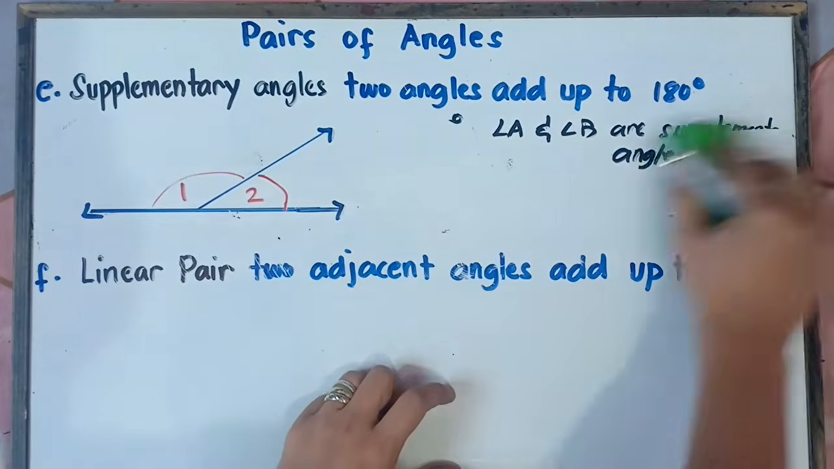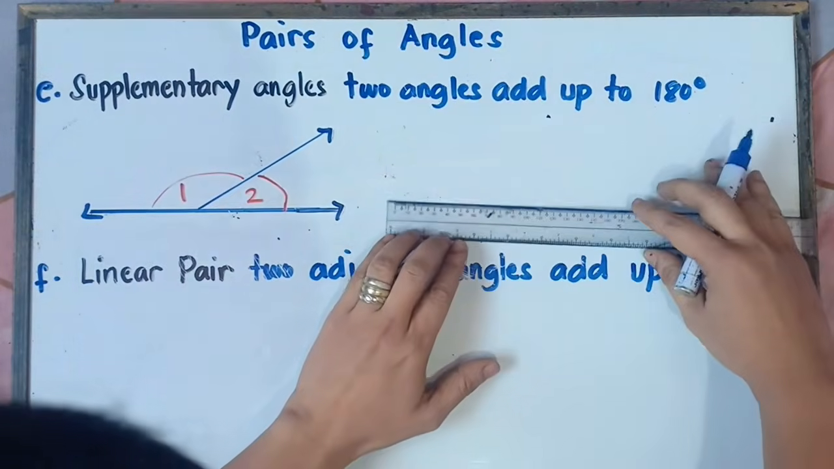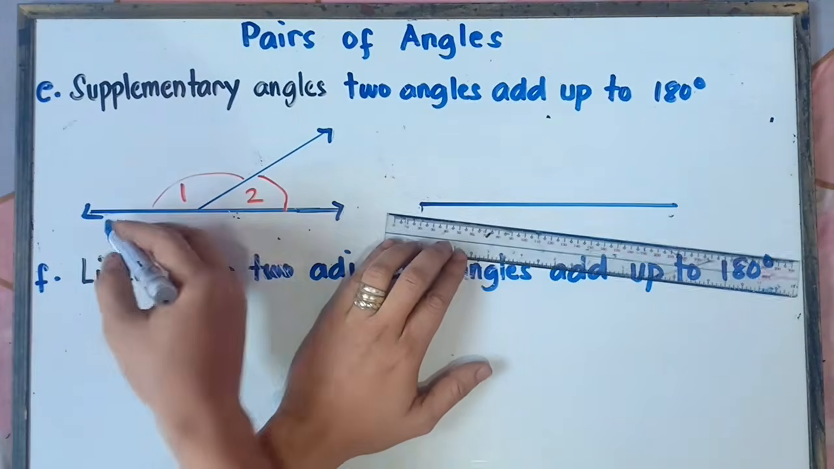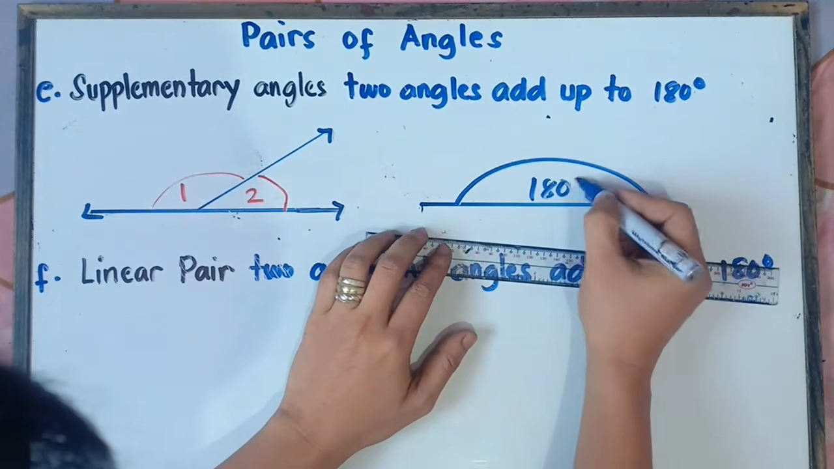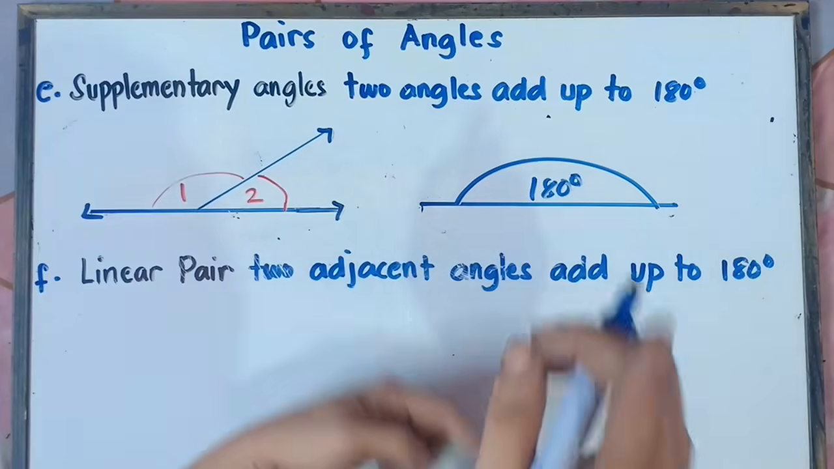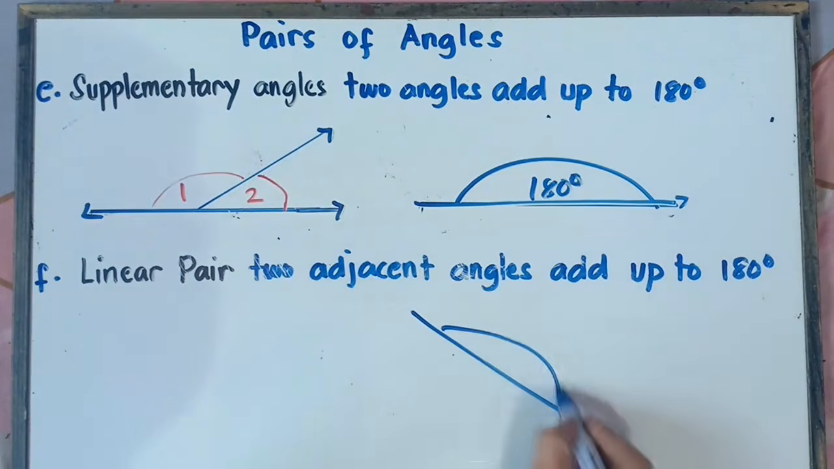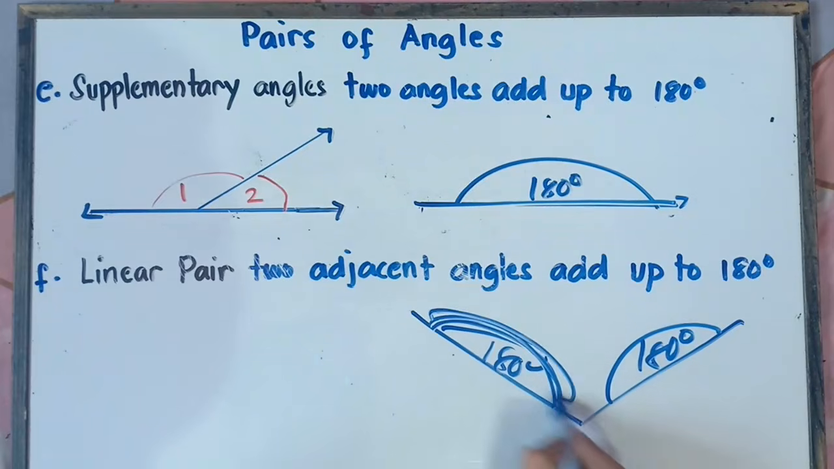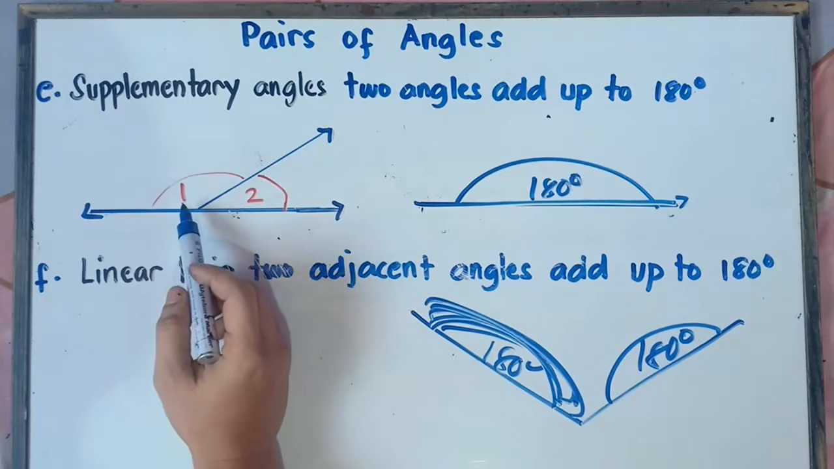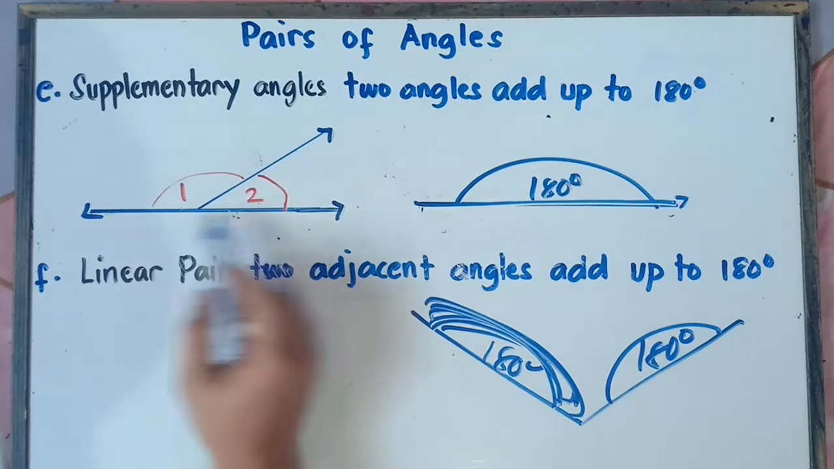Why is that, sir? Because we know that if you have a straight line, you can always form a straight angle. And a straight angle, class, is always 180 degrees. Remember that one, class. If you have a straight line, any straight line, this is 180. Once again, class, a straight line is always 180 degrees. Therefore, class, if you add angle 1 and angle 2, that's automatic, class, there will be 180 degrees.